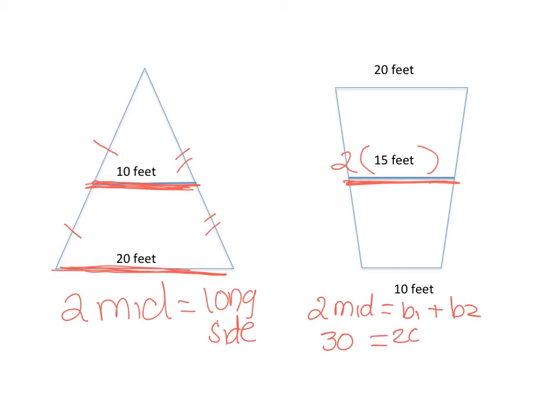And my first base is 20. My second base is 10. So 30 is equal to 30. Check. So let's see how we apply this to do the problems in the booklet.